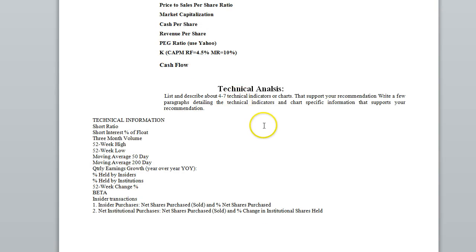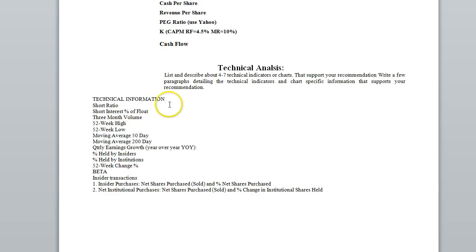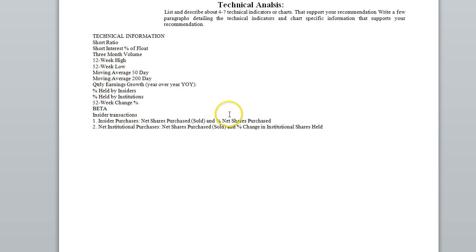And then the technical analysis section. Here, you're going to write a paragraph for each of these items and talk about the significance of technical analysis in determining when to purchase the stock and also in support of your recommendation and your target price.